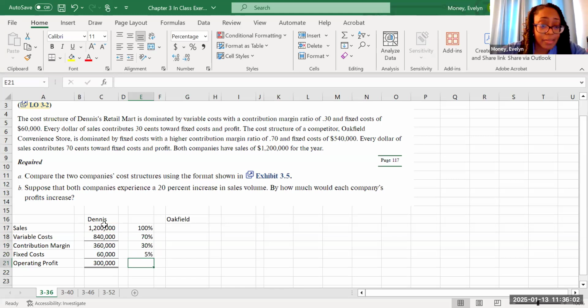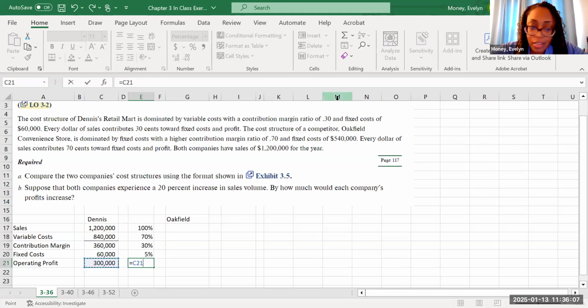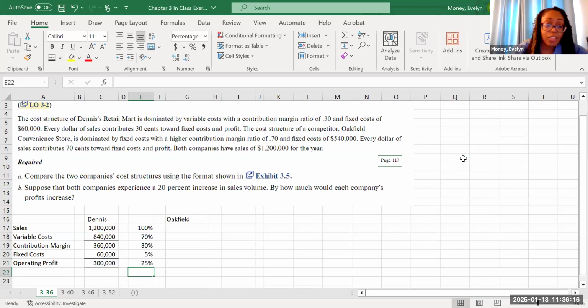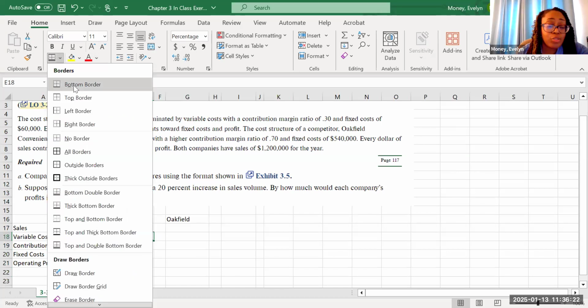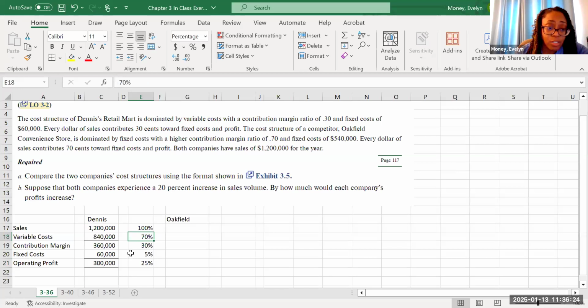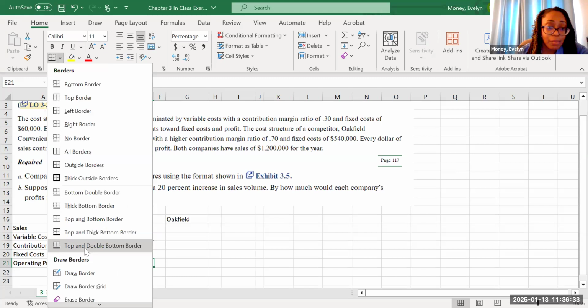Let's double check that. 300,000 divided by my sales again of 1.2 million. And good, we get 25%. So notice with the percentages over here, we're just doing the same thing that we would do on a normal contribution margin income statement. We're still subtracting fixed costs from our contribution margin to find our operating profit, but just in percentages.